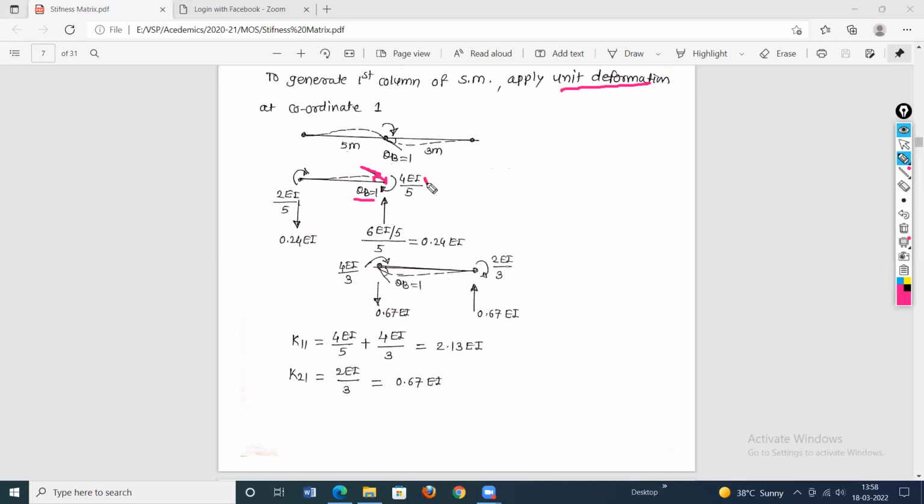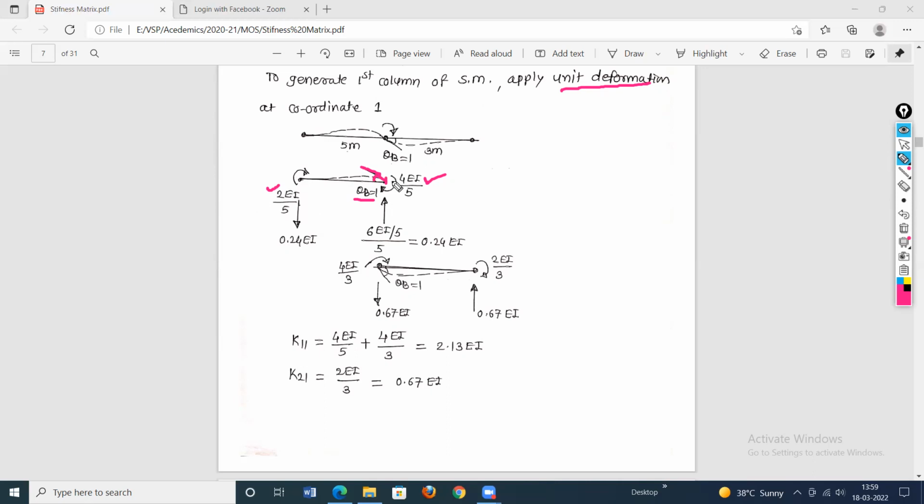It is a standard formula: 4EI divided by L. The length of this first part is 5. So 4EI divided by 5, in a clockwise direction. Then at the far end, the moment produced will be half of this, because of the carryover theorem. So it will be equal to 2EI divided by 5. So these are the two end moments.